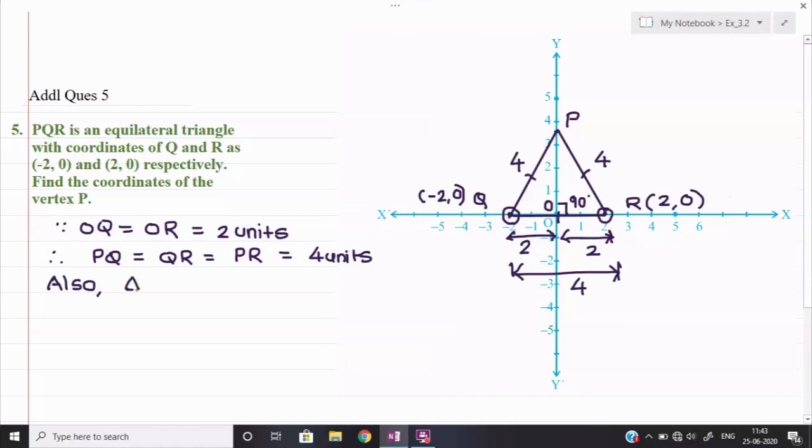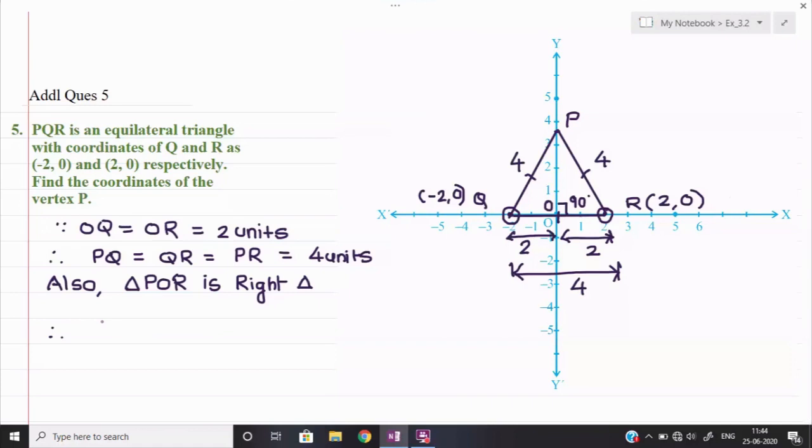Triangle POR is a right triangle, that we can say. So therefore in that case, now see, Pythagoras theorem says the square of hypotenuse is equal to the sum of the square of other two sides. You must have used Pythagoras theorem in the lower classes.